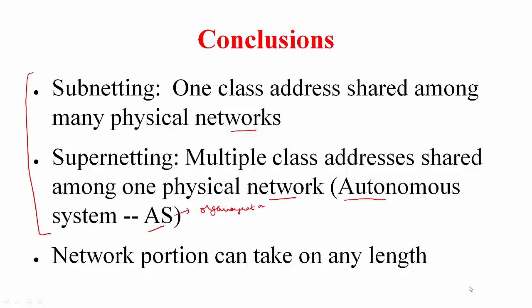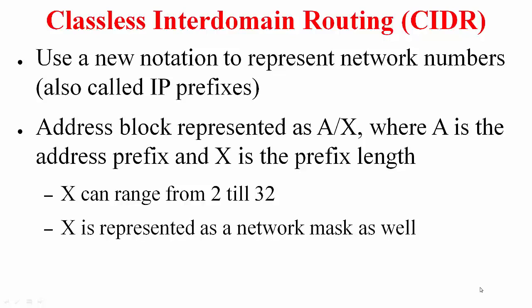Well, it can take on any value between 2 to 32. 2 because for class A, the first bit is always fixed at 0. 32, just like a one-man army, you can have a one-host network, in which case the network mask will have to specify all the 32 bits. So this leads to what is called classless inter-domain routing. There are no more classes A, B, C, D, E, because the network portion can be of any length.